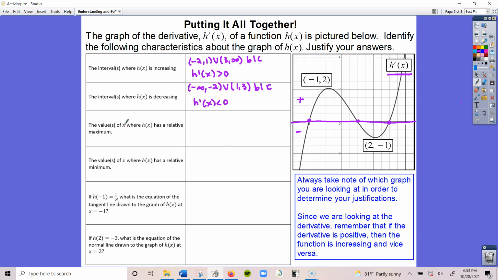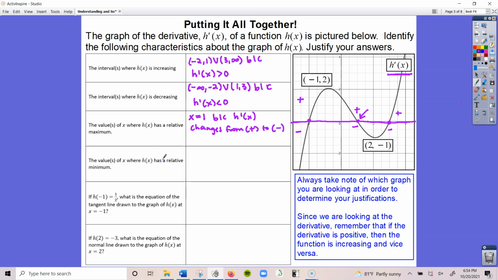Now the values of x where h of x has a relative maximum is from when my derivative changes from positive to negative. So here at this point it goes negative to positive. Then here it goes positive to negative, and then here it goes negative to positive. So we have a maximum right here at x is equal to 1. And we would say because h prime of x changes from positive to negative.